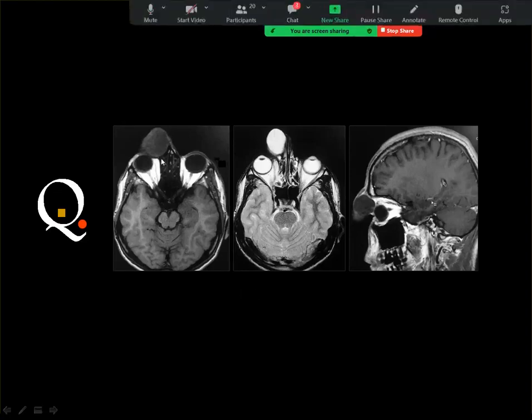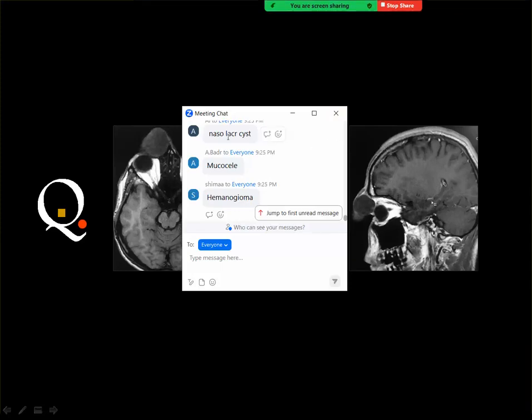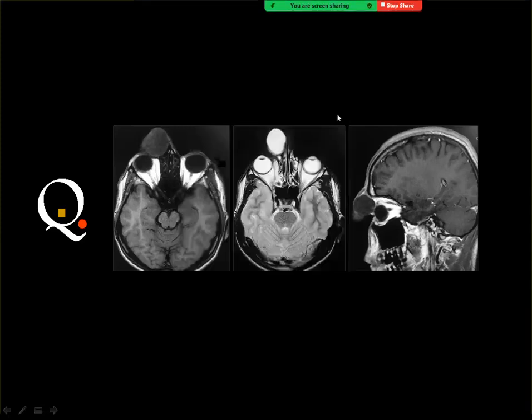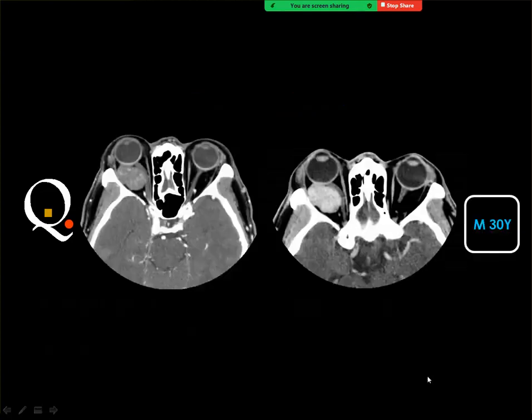which is very close to the nasolacrimal duct, then you should think of a nasolacrimal duct cyst or an infected nasolacrimal duct or a dacryocystocele. And of course, orbital dermoid and epidermoid occur either at the inner canthus or the outer canthus of the globe. But if the lesion is intimately related to the region of the nasolacrimal duct, then you should include this possibility in the differential diagnosis.